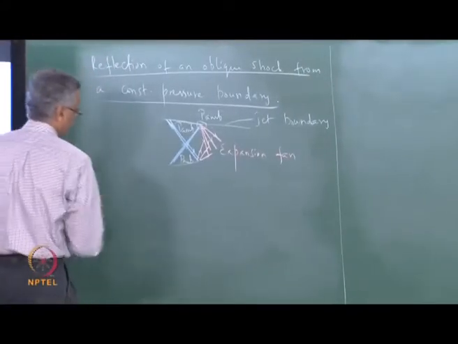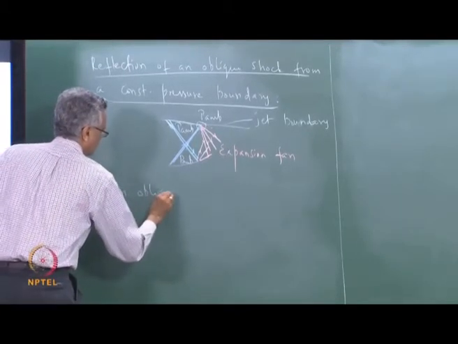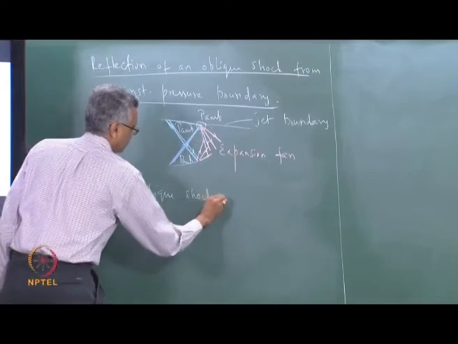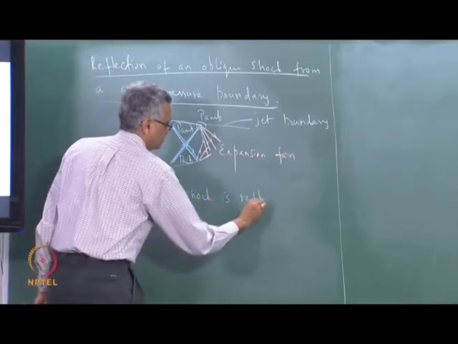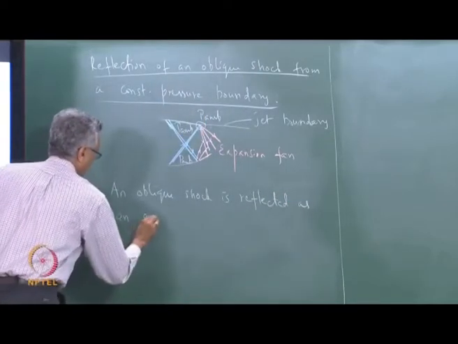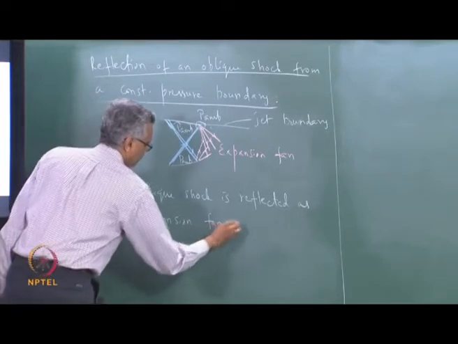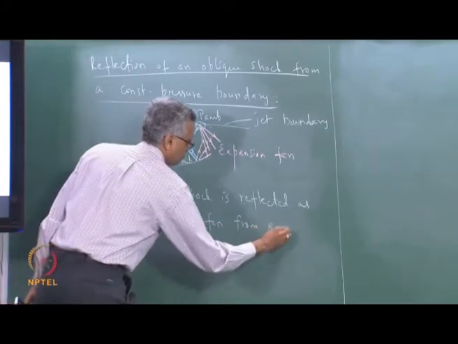So, let me summarize our findings here. An oblique shock is reflected as an expansion fan from a constant pressure boundary.